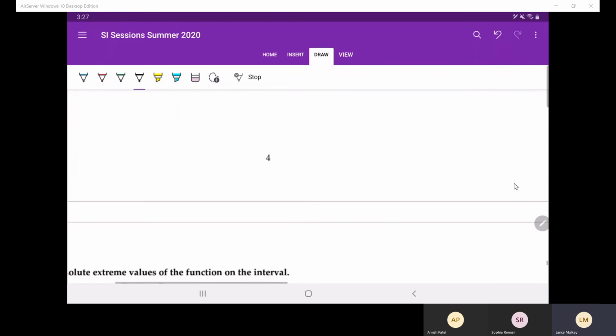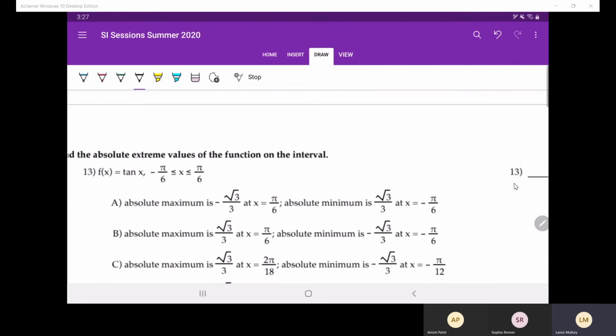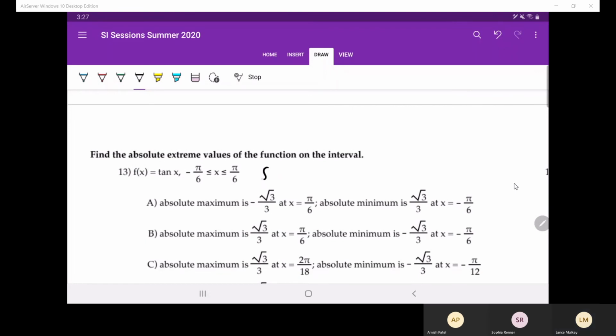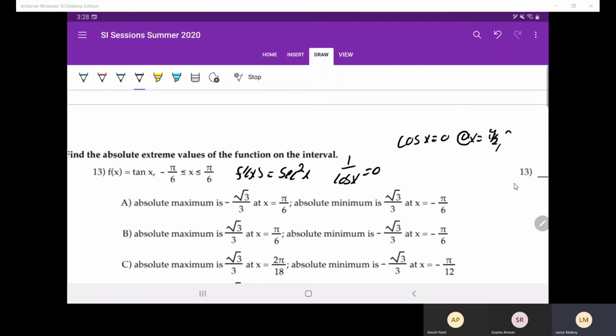All right, let me move on. We're on 13. We're almost done. On the absolute extreme of the function on the interval. So secant squared of x, so 1 over cosine x equals 0. Cosine is 0 at x equals pi over 2 and 3 pi over 2. And neither of those are on this interval.